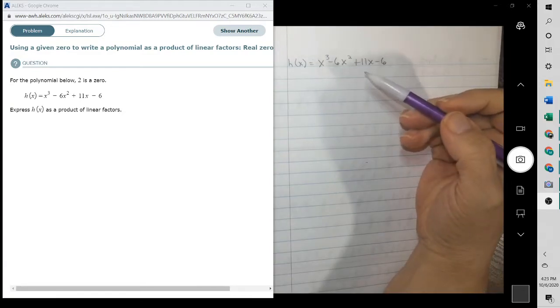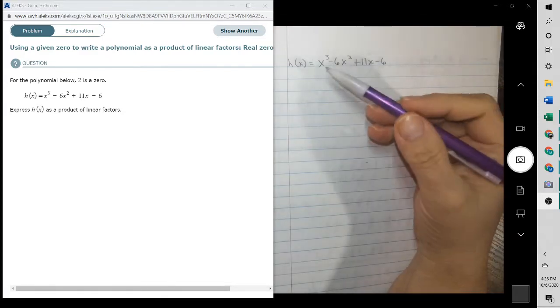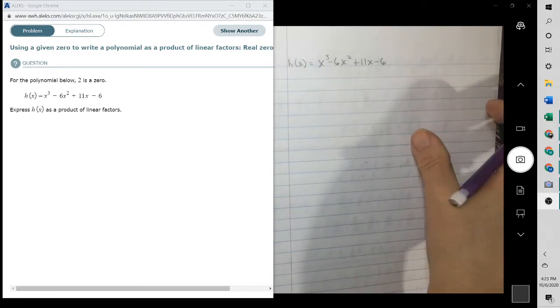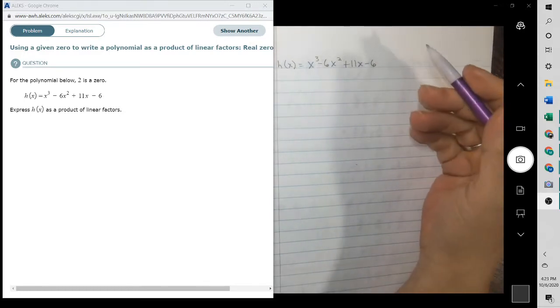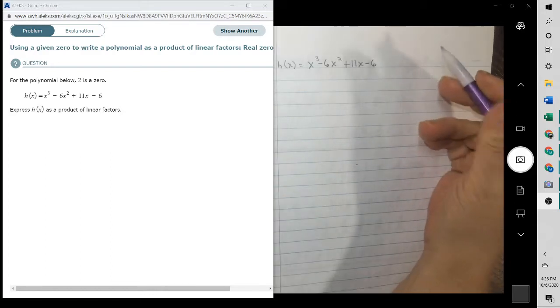And in this section it's using a given zero to write a polynomial as products of linear factors. And they want us to find the real zeros. So we want to list the factors. They're giving us 2 is a 0.